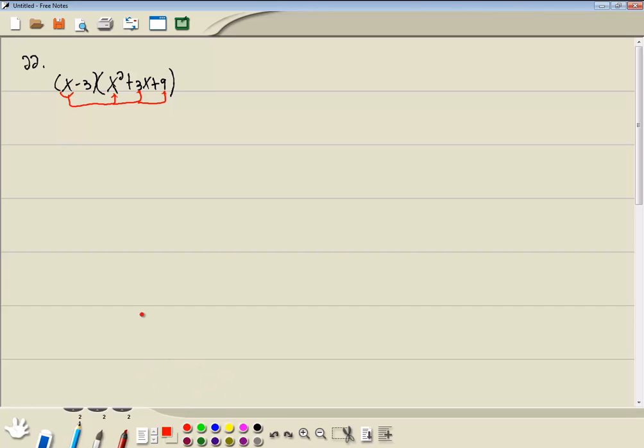Well, actually, let me go ahead and do that first. Okay, so we got x times x squared. We got x times 3x. And we got x times 9. Well, then we're going to take our second term. We'll take the negative 3 and multiply times each term over here. So I'll multiply times the x squared, times the 3x, and times the 9. So I got negative 3 times x squared, negative 3 times 3x, and negative 3 times 9.